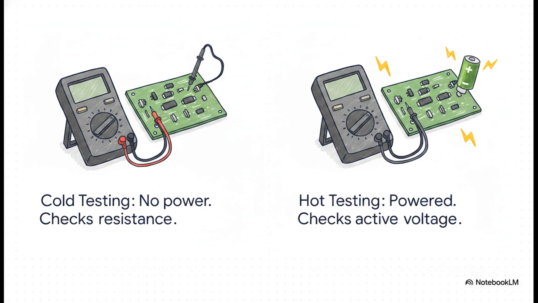First, there's cold testing. This is done with absolutely zero power supply to the phone. You use a tool called a multimeter to check the baseline resistance across components, basically to see if a circuit is physically broken. Hot testing, on the other hand, is done while the phone is actively powered by a battery or a direct current. This method allows you to track the live voltage of damaged parts while the device is fully awake.